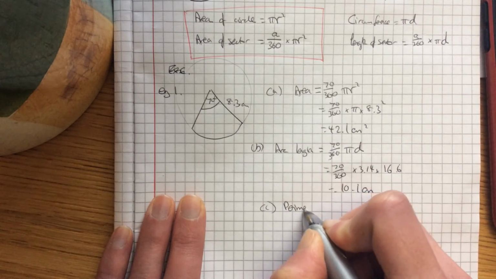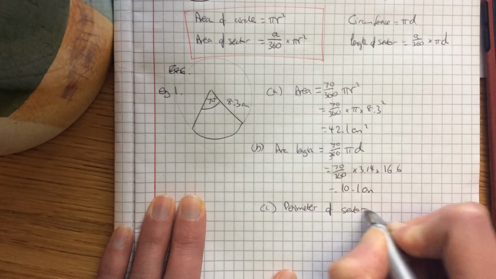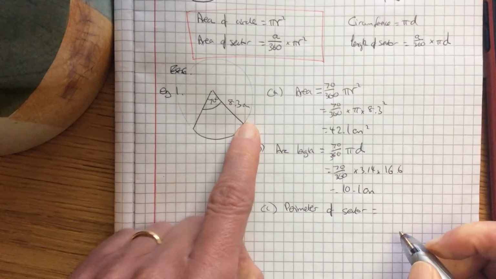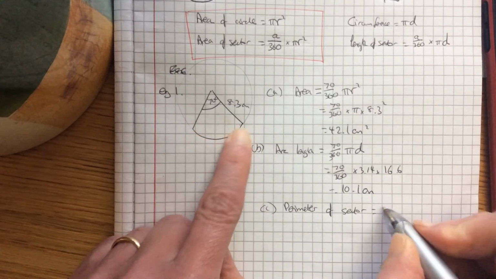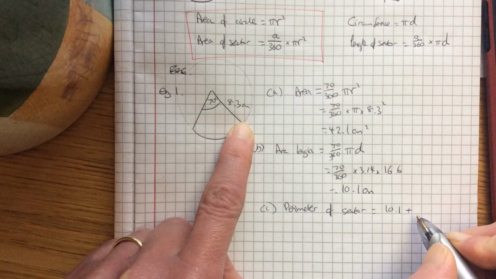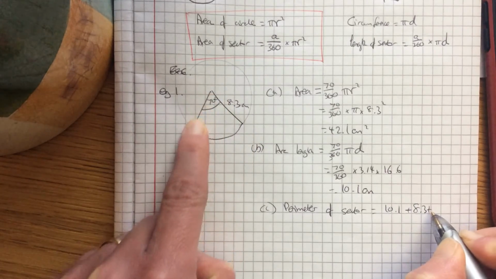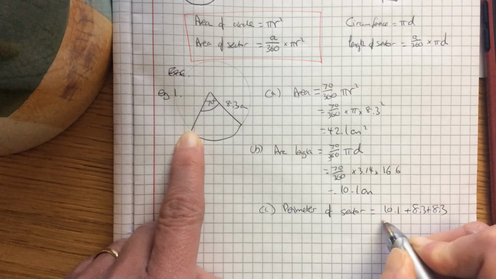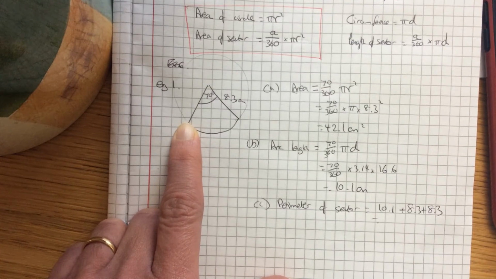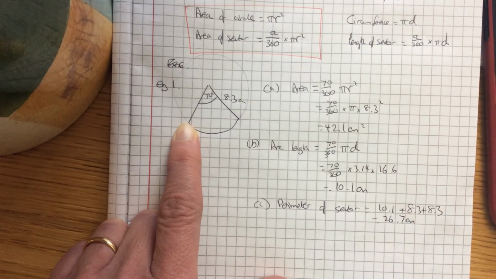Sometimes the question asks you for the perimeter of the sector. Now, if it asks me for the perimeter of the sector, I've got the curved bit here worked out. That's your 10.1. And remember, perimeter is the way around a shape. So add on 8.3 for this straight line, and then add on another 8.3 for the other straight line. And if you add all of those up, you should get 26.7 centimetres.